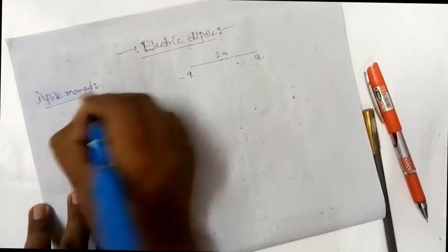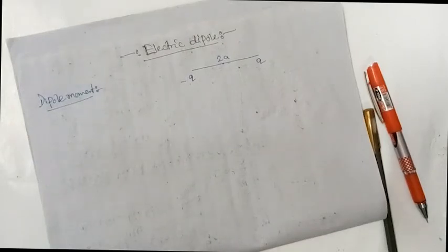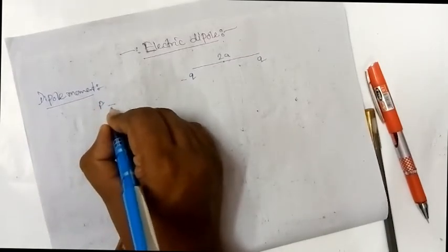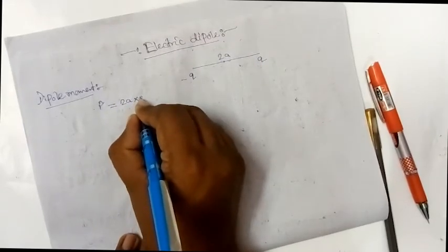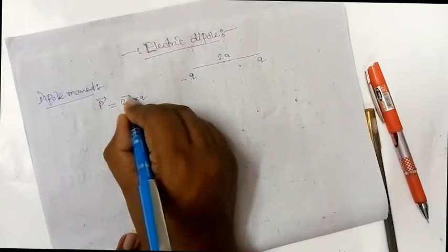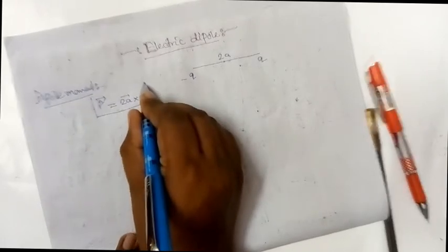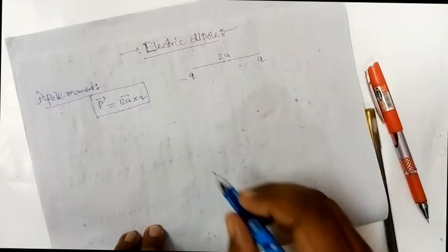What is dipole moment? By definition, dipole moment is the product of any one of the charges and the separation between them. If I denote dipole moment by P, it is 2A, the separation, into one charge, that is Q, and it is a vector quantity. So P equals 2A into Q, or Q into 2A. It is a vector quantity.